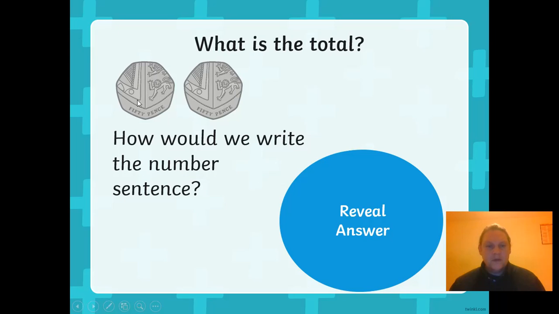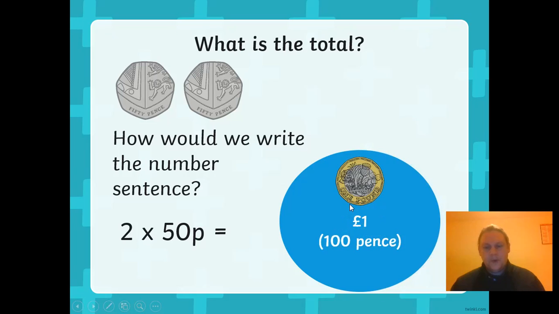Okay, we've got, what is the total? We've got two 50p pieces. First of all, how would we write the number sentence for this? Remembering back to our work earlier in the week, we've got two 50p's, so what's our number sentence going to be? 2 times 50p. Now hopefully remember what the answer to this is. We've got a 50p and a 50p. Two 50p's equals the same as £1, okay? And £1 is 100 pence, as we remember from earlier in our learning in the week.